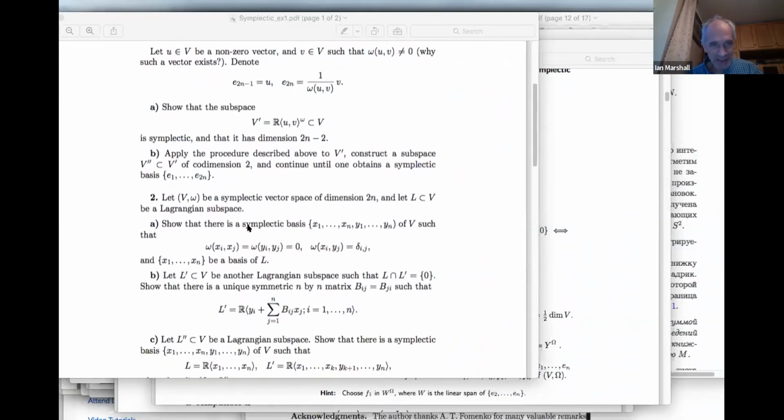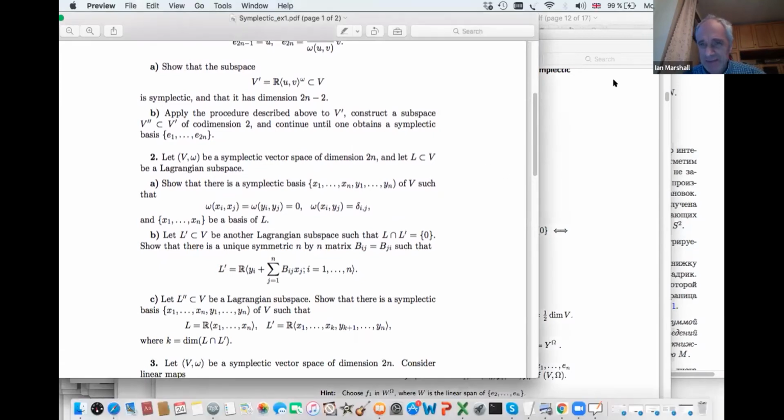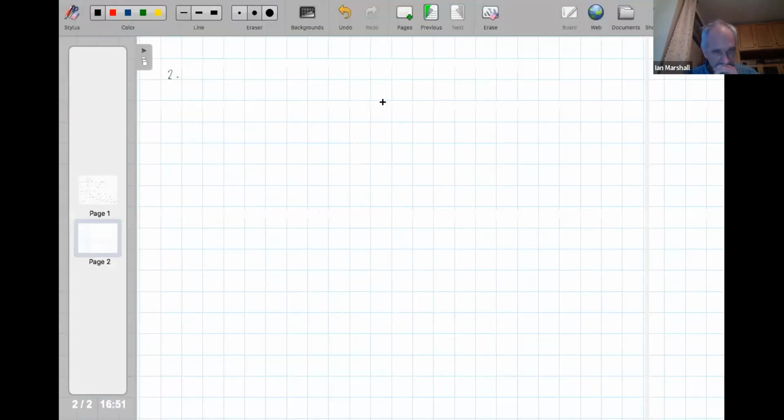I was just checking. So we suppose that V is a vector space of dimension 2n, a symplectic vector space, and we suppose that L is a Lagrangian subspace. And we want to show there is a symplectic basis for which, okay, yeah, that's right. So let's start off. So we have L in V is Lagrangian.